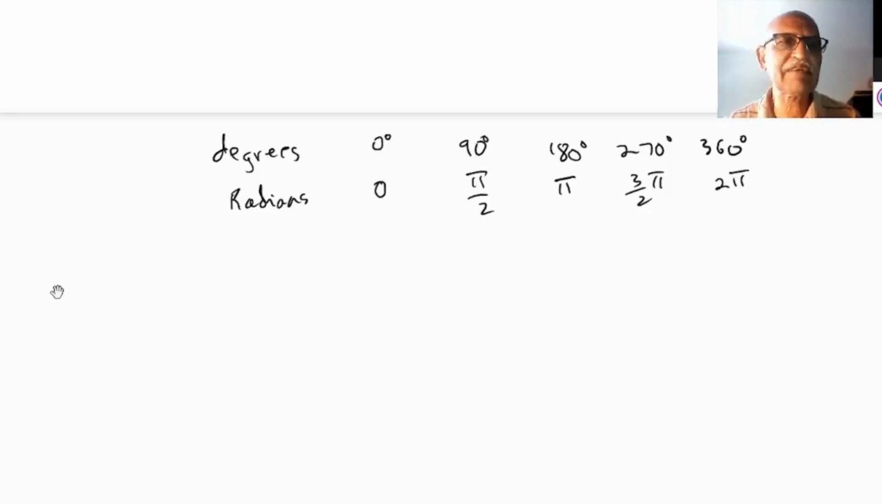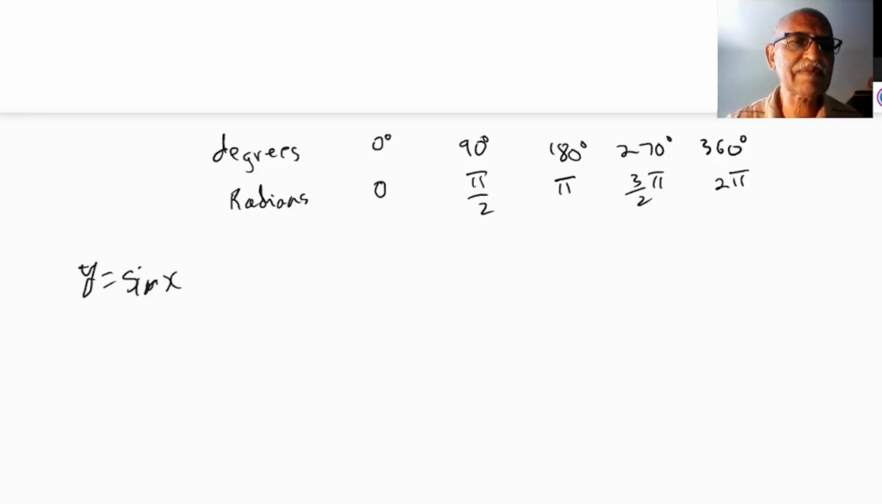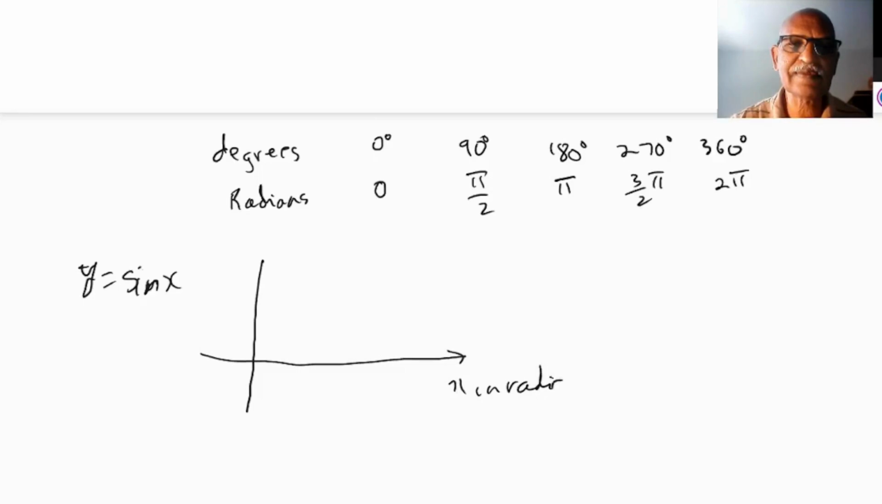So the basic graph of y equal to sine x, the sine graph. The x will be in radians, and this will be the y. So always, the maximum will be 1 and the minimum will be -1.